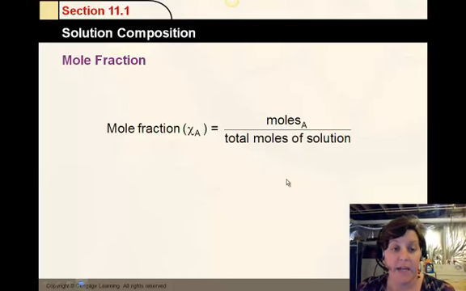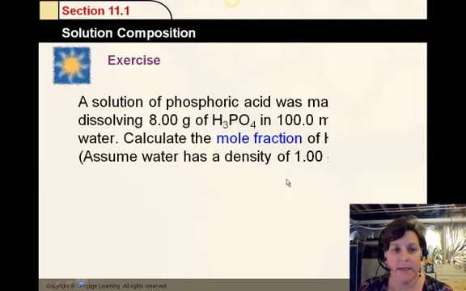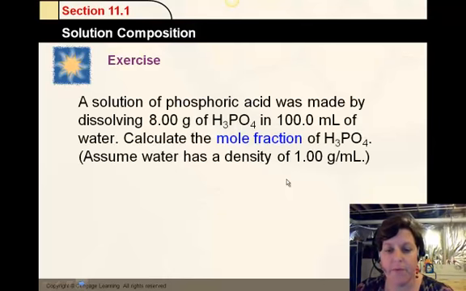Another way to find concentration is a unit called mole fraction. Mole fraction will become important in some calculations later. Mole fraction is the moles of the particular component over the total. So it's like part over whole. So here is an example of mole fraction.